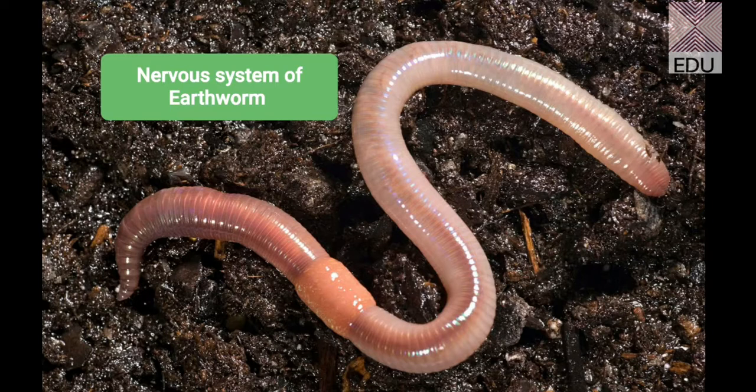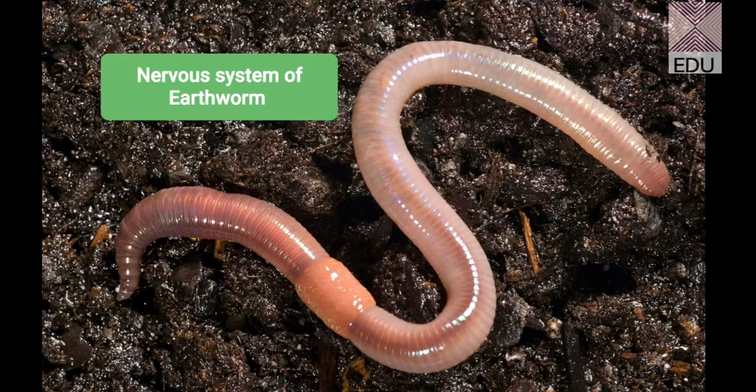It consists of three major parts. The very first part is the central nervous system. The second is the peripheral nervous system. And third is the sympathetic nervous system. So these are the three categories of the nervous system in earthworm. We will be starting first of all with the central nervous system.